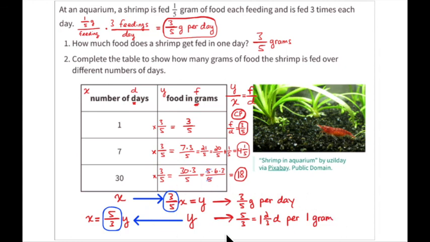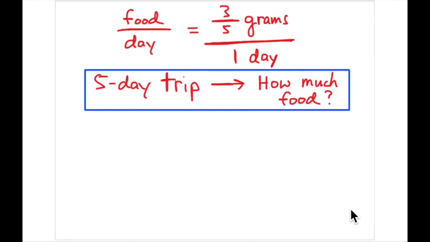This is hard to think about. It's hard to kind of picture in your head. So let's take one example. If you want to talk about food per day, it's 3/5 of a gram of food per day. So you're going on a 5-day trip. So how much food do you need? So you're going to need 5 times this 3/5 of a gram. So 5 times 3/5 is 15/5. You're going to need 3 grams of food. So now you're leaving for 5 days. How much food do you need? 3/5 of a gram of food per day.